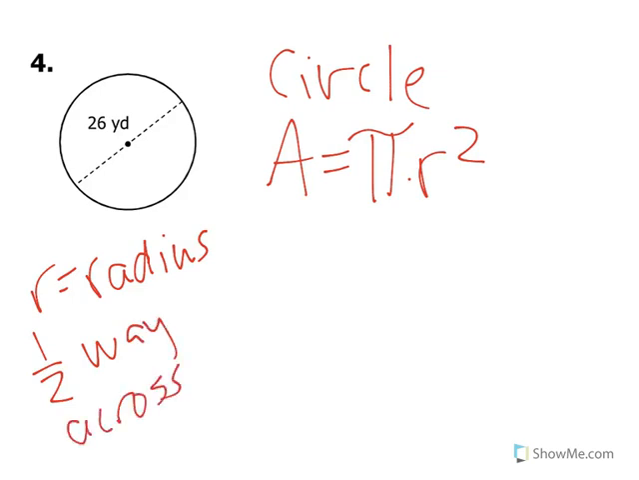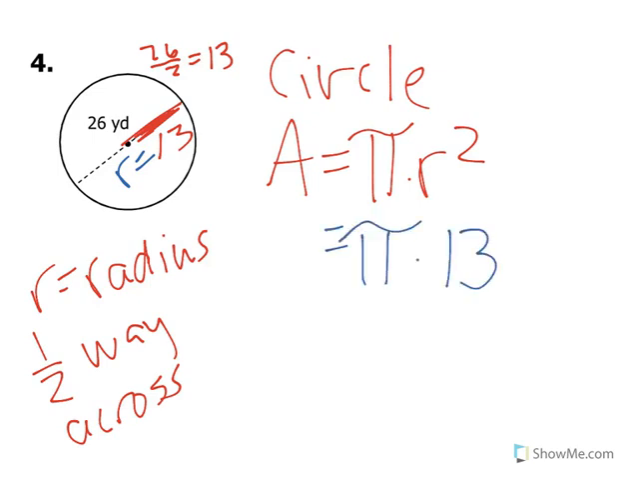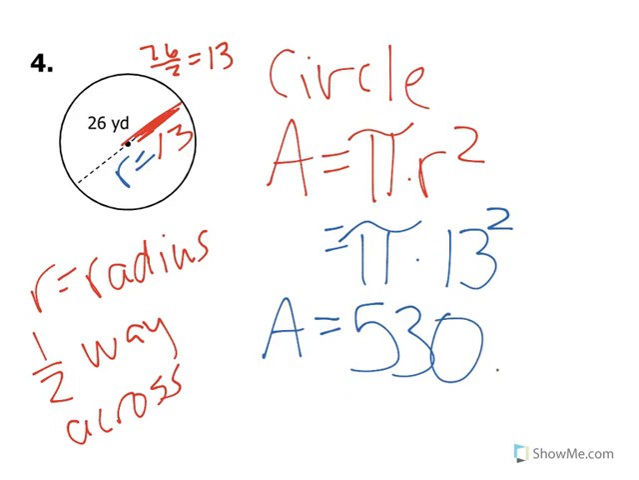So looking at our picture, 26 yards is all the way across. So halfway across would be 13. That comes from 26 divided by 2 is 13. So your radius, or r, would be 13. And then we can plug in. So pi times 13 squared. And you can put that right into your calculator, and it's going to give you 530.93 yards squared.